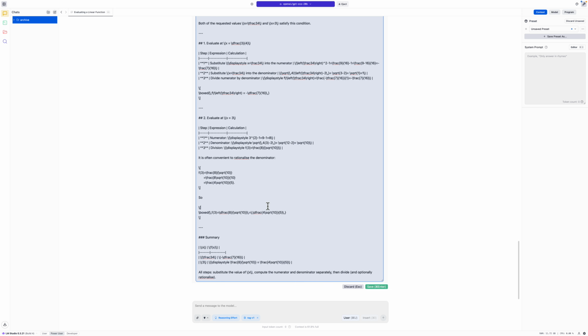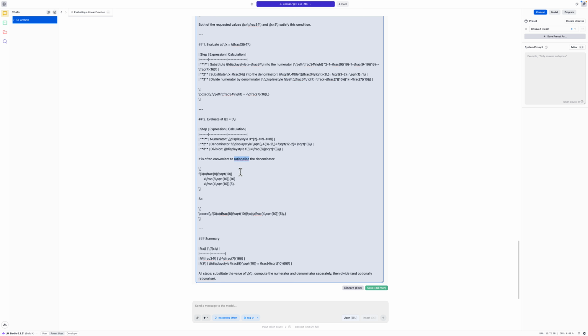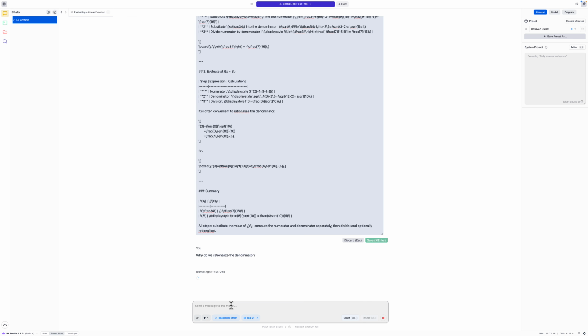Now, what happened there? I don't know what happened there. I just wanted to copy this. Why do we, I believe it's rationalize the denominator. Why do we rationalize the denominator? Let's see what it tells me.